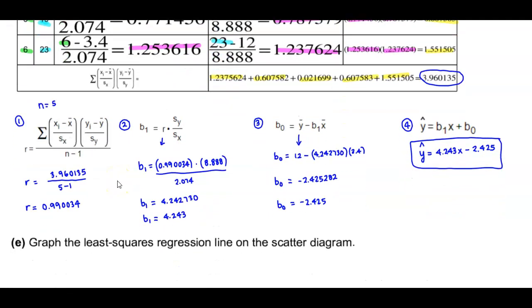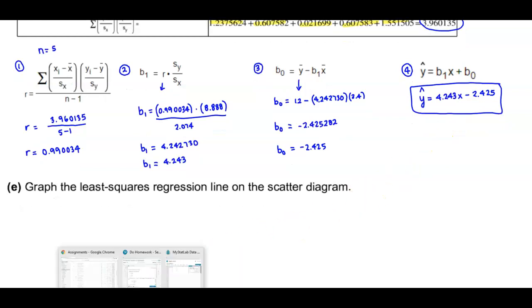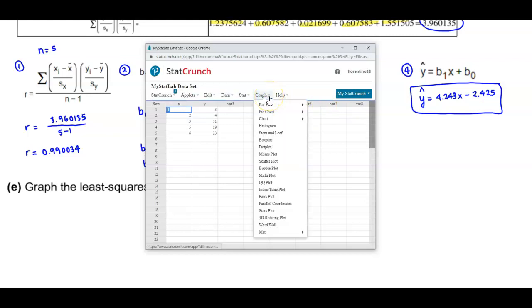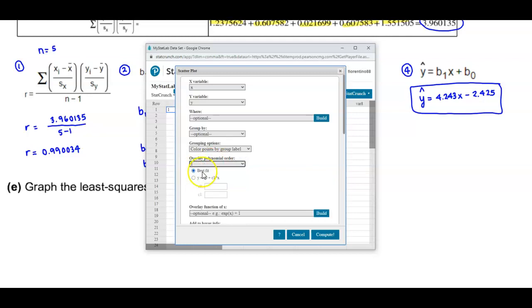Okay, now in step number E here, it says we want to graph the least squares regression line on the scatter diagram. So we're going to take this line and graph it on the scatter plot. Let's go back to StatCrunch. We're going to select graph and go down to scatter plot. We know that our x variable is x and our y variable is y. Then we're going to come down here and look at the overlay polynomial order. We're going to select 1 for the degree of 1, and then put in the value of the y-intercept and the slope.